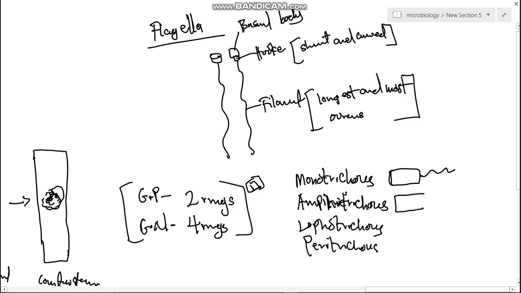Then we have the amphitrichous. One flagella is here, another flagella is here. So that is amphitrichous. And then lophotrichous, where we have a tuft of flagella at one pole. Then the peritrichous, they have flagella surrounding the cell. We have some here, some here, some here. So that is how bacteria are classified based on their flagellum.